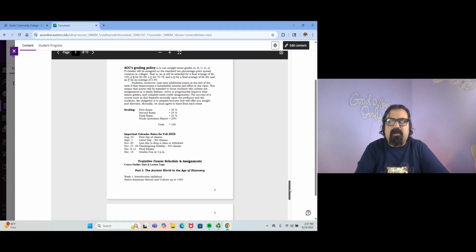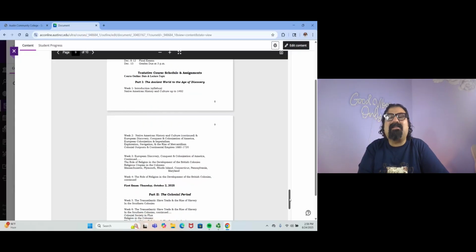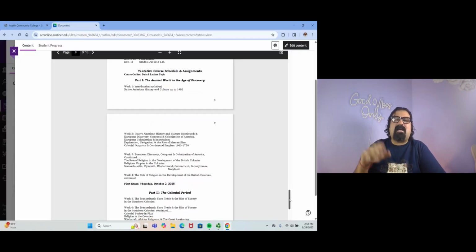At the end of the document, you'll see important calendar dates in terms of when classes begin. Labor Day is stated there. The last day to drop is November 20th. And then we have the Thanksgiving holiday, final exams, and so on, and then when the grades are due. The last 2 pages deal with the tentative course schedule and assignments, how we're moving week by week, and when we have an exam.